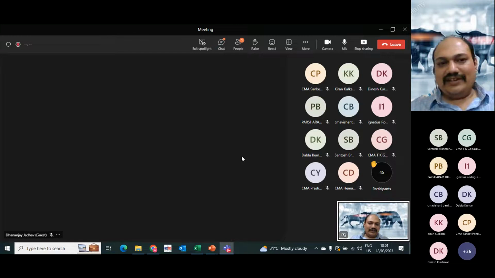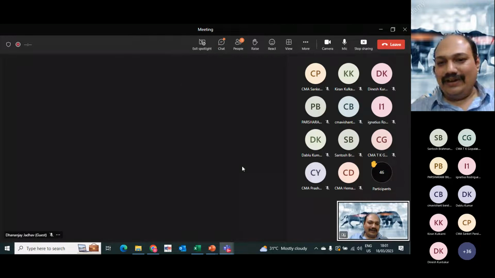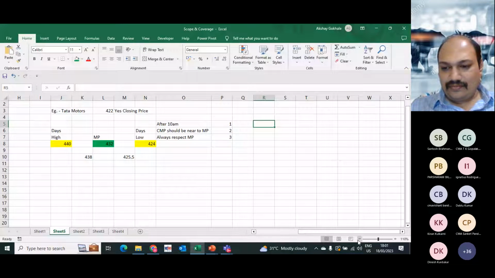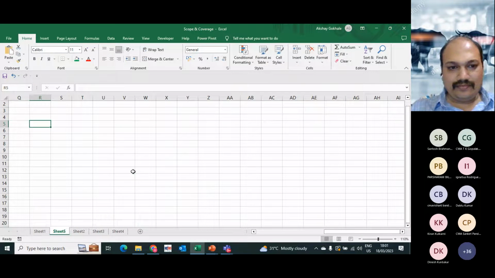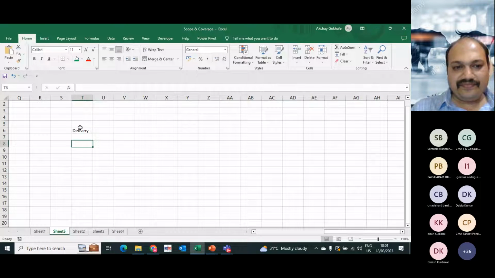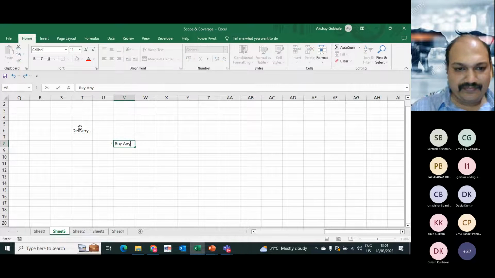So I was telling that you just have to buy that stock and you just have to ignore it. You just have to forget that I have bought that stock. Only then you can have a good delivery or good stock in your portfolio. So in case of delivery, there are a few rules. Buy any stock with good fundamentals.